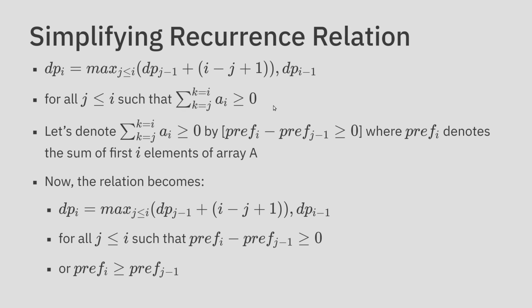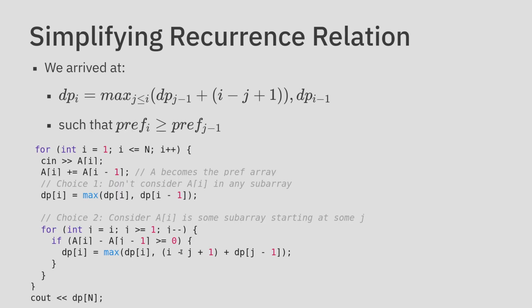This condition, sum of a greater than or equal to 0, will be replaced by prefix of i minus prefix of j minus 1 greater than or equal to 0. And if we rearrange it, we get this: prefix of i is greater than or equal to prefix of j minus 1. So we eliminated the factor of a and introduced the prefix array and arrived at this condition. Let's move forward. This is what we arrived at, and let's try to implement it in an iterative fashion.